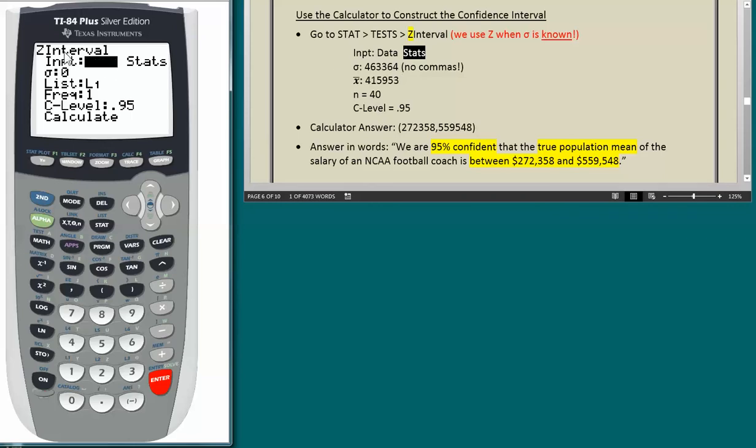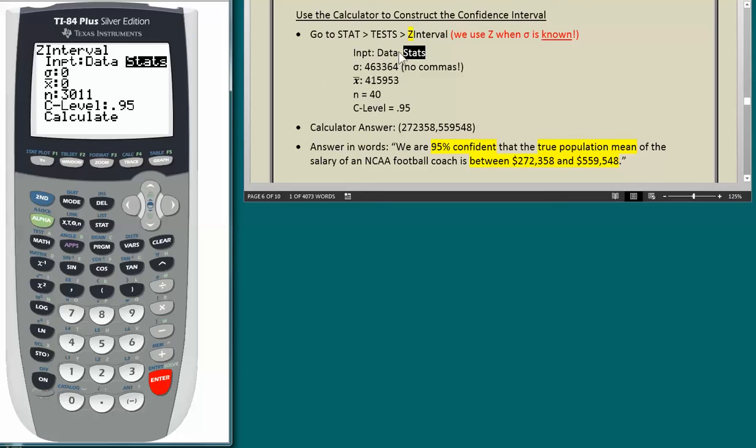And the first thing we see under z interval is input, data or stats. Well, these things here are statistics. They're not data. Data would be if we had all 40 coaches' salaries and we put them into a list and we're working with that. That would be data. But in this case, somebody else has done that and they found our mean and standard deviation for us. So we are using stats. So we are going to come over here and get off of data and go on to stats and hit the enter key.